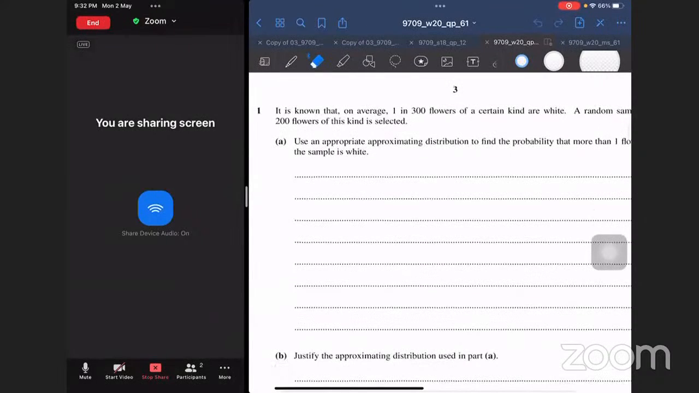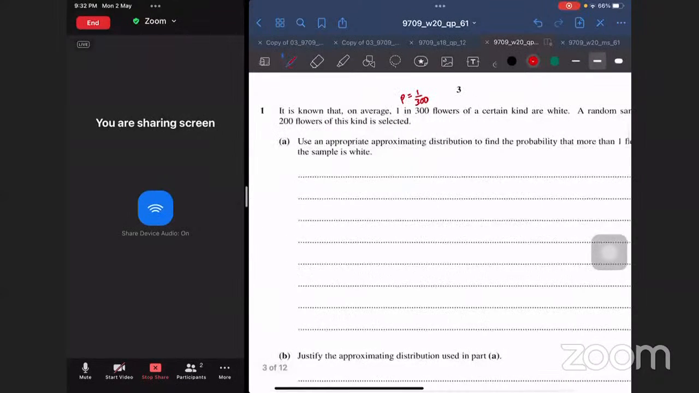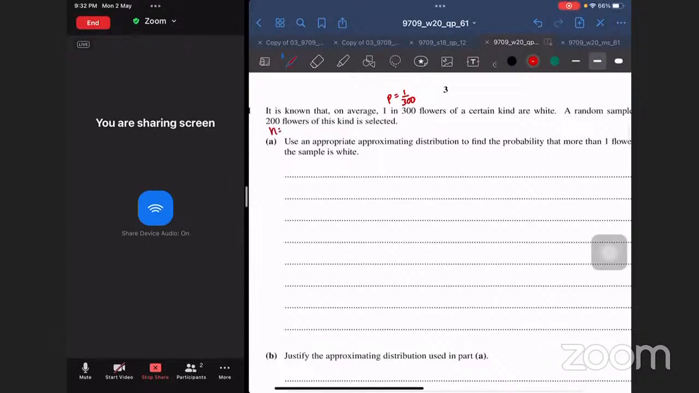It says, it is known that on average 1 in 300 flowers of a certain kind are white. So I'm talking about the probability of success. A random sample of 200 flowers is taken. So I'm taking 200 flowers, using an approximating distribution. Right now this distribution is binomial.